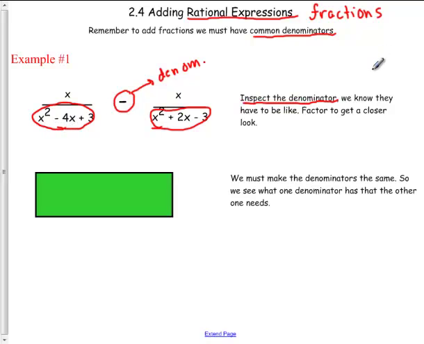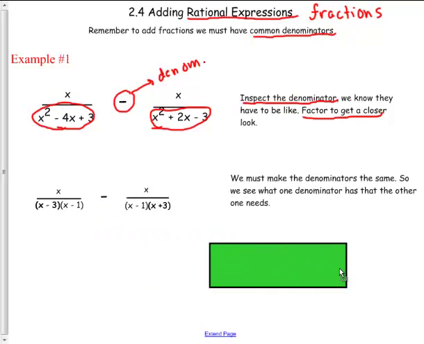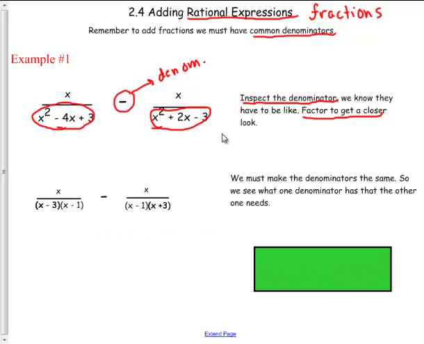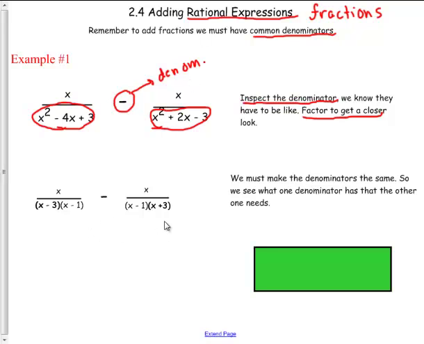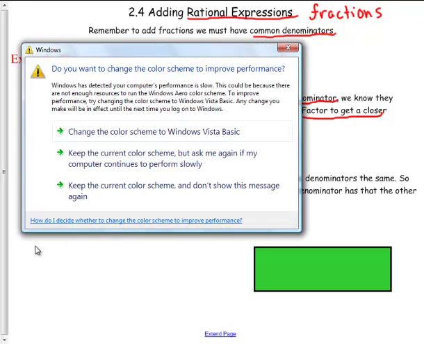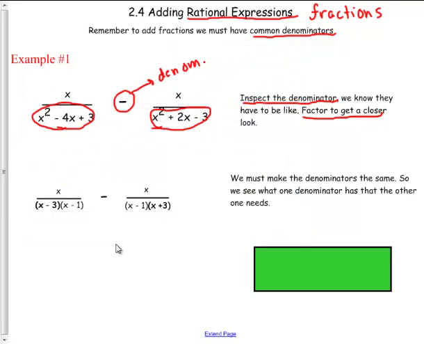We see squareds, and we know we have to factor to get a closer look at what we have there. Okay, so I'm going to factor, and this is what I get when I factor. We must make the denominators the same. So what we have in here is I kind of call it the big soup. Okay, so we have x minus 3, x minus 1. Here we have x minus 1, x plus 3. So we're happy with one thing. We know that we both have x minus 1s. That's great. So how are we going to get the other ones the same?